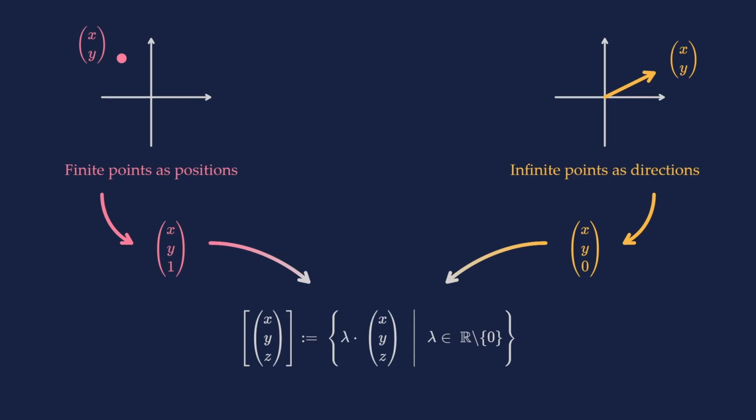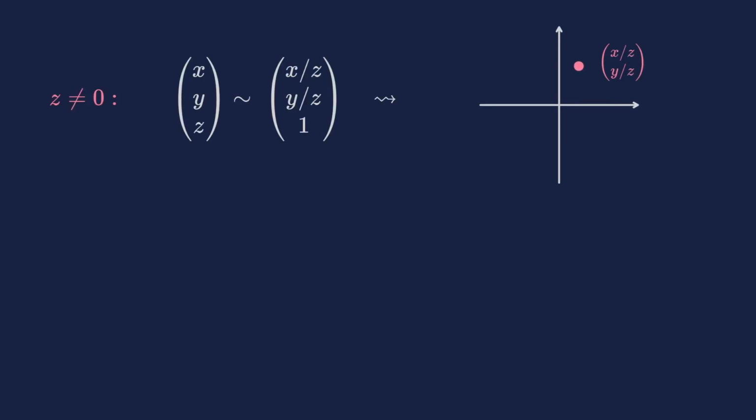Let me repeat it for emphasis. While this bracket set contains infinitely many 3D vectors, it represents as a whole a single 2D point. We call any such 3D vector that represents a 2D point the homogeneous coordinates of that point. For vectors with z not equal to 0, we can always divide by the z coordinate to force a 1 there and get the original positions in the x and y coordinates back.